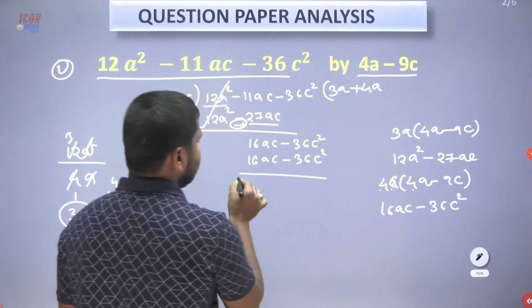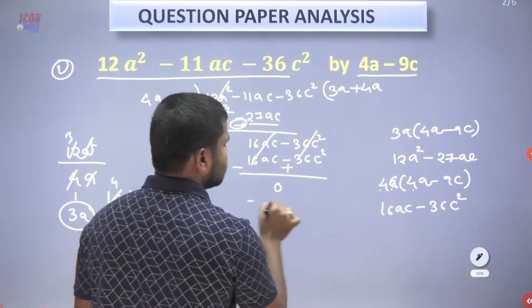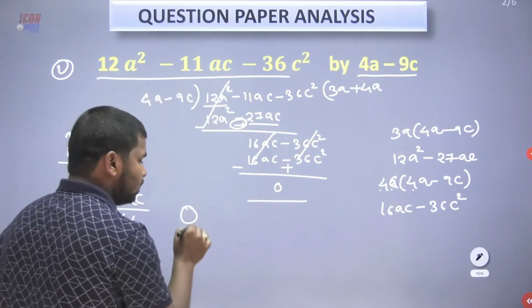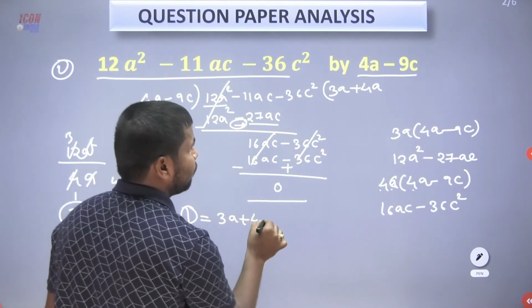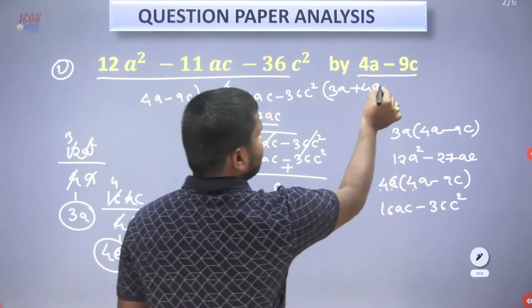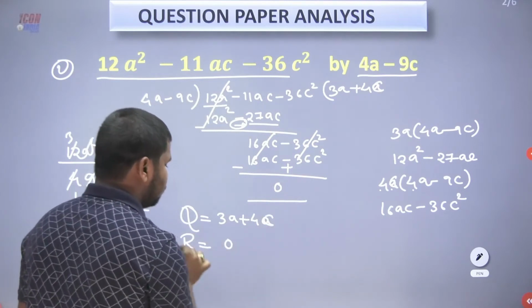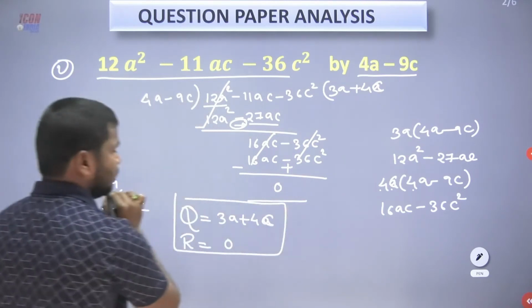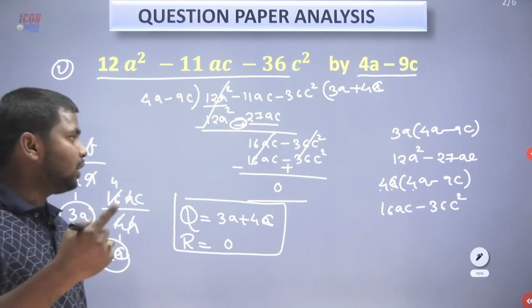So by subtracting, minus plus, these two will get cancelled and the remainder is 0. So here the quotient is equal to 3a plus 4c, and the remainder is 0. So this is about the second question. We'll move to the next question.